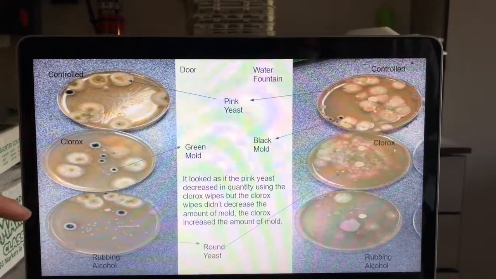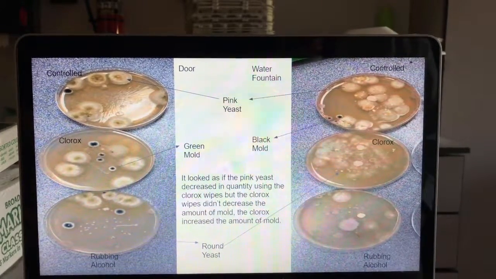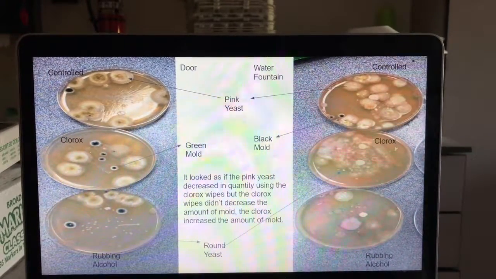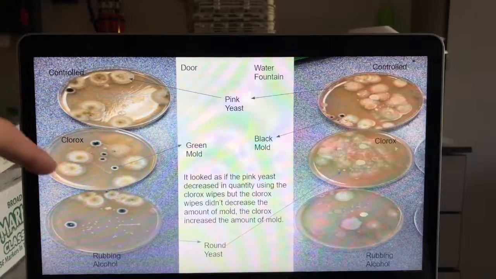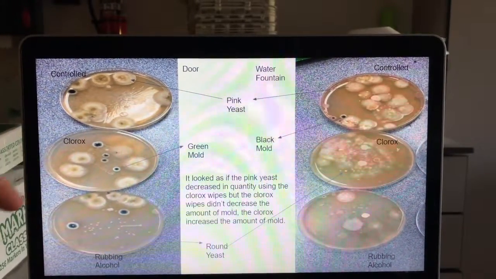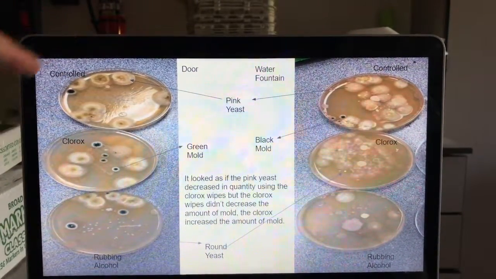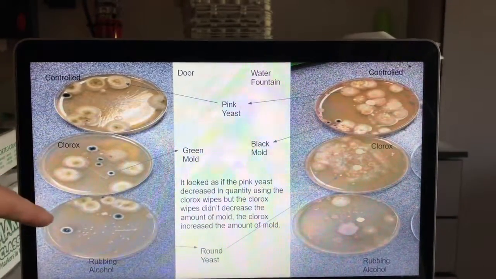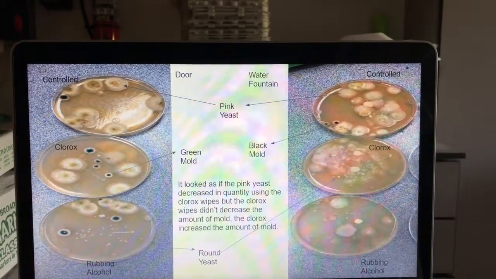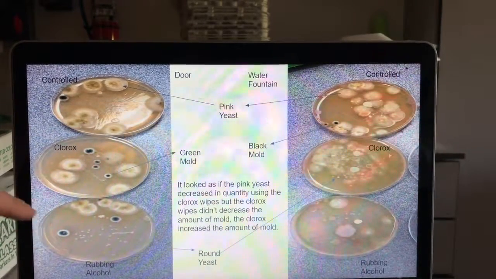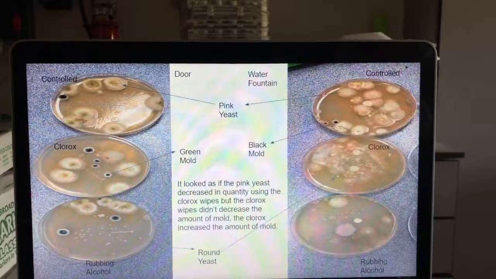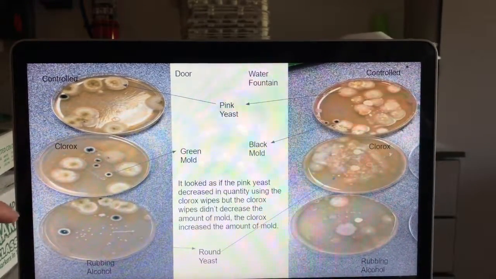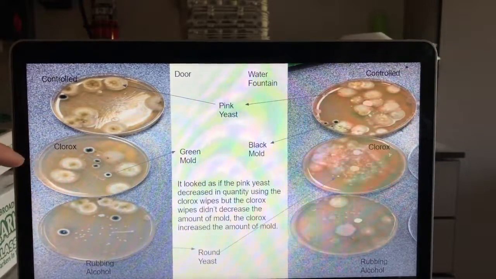And then for the rubbing alcohol, it looks like the green mold increased by a little bit. There are two dots here, and there's only one in the control, but the pink yeast seems to clump up together more and not be as abundant as in the control. And then you see little dots of round yeast on the rubbing alcohol, which you don't see on the Clorox. So it can be assumed that the rubbing alcohol is worse against the yeast than the Clorox wipes are.